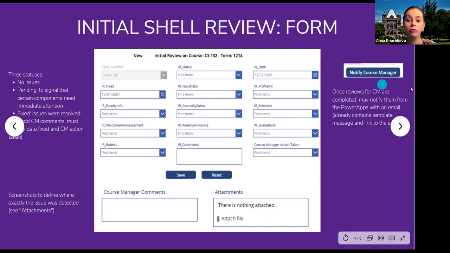Also for initial shell review, upon completion, there's two options for administrative support to notify the designated course manager that the review for their courses has been completed. You can either go in Teams or go to Outlook and let the person know, or you can use the function within the PowerApp system, which is the button notify course manager. It already has the template within with a link and a template message. So you can just select the name of the person and click send, and it will send it directly to the Outlook of that person.